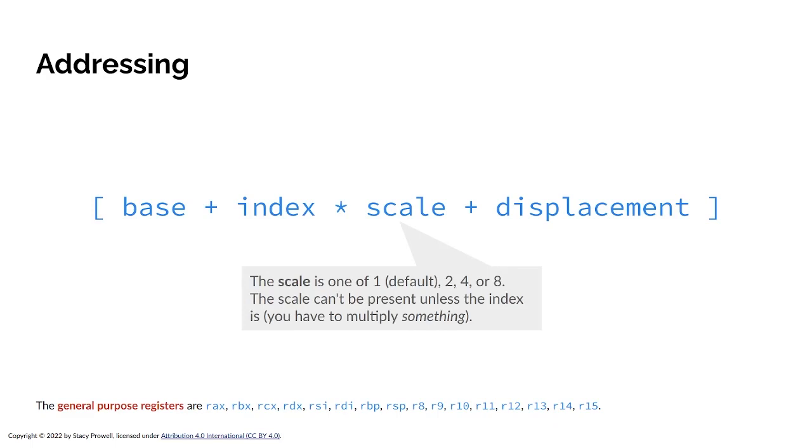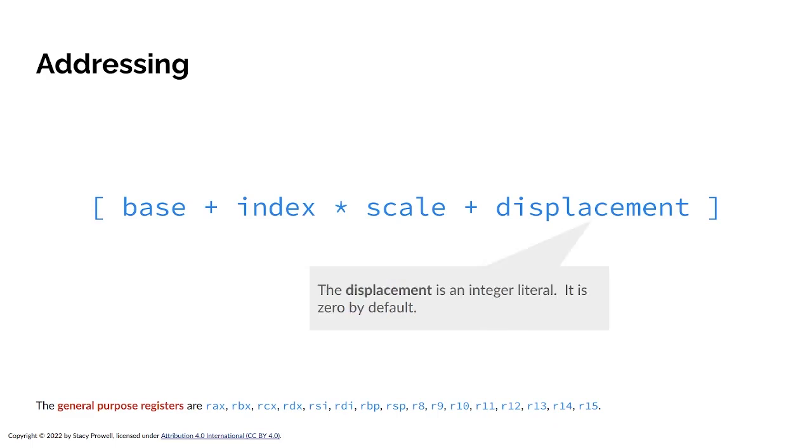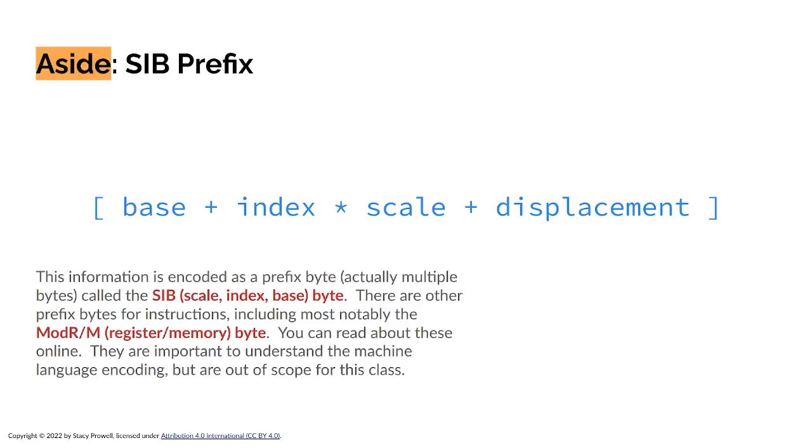The scale has to be 1, 2, 4, or 8. If I don't give you a scale, the scale is 1. Right? And the displacement is an integer literal, and by default, it's 0. Okay? I think this sounds complicated, but it's going to make a lot of sense as we go through some examples.